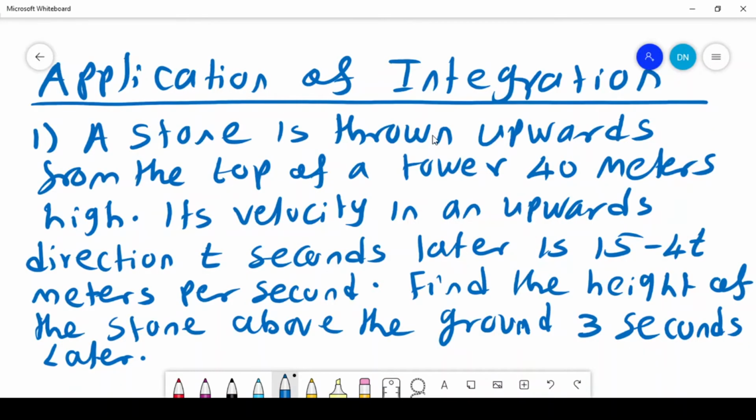I want to look at application of integration. A stone is thrown upwards from the top of a tower 40 meters high. Its velocity in an upwards direction t seconds later is given by 15 minus 4t meters per second. Find the height of the stone above the ground 3 seconds later.